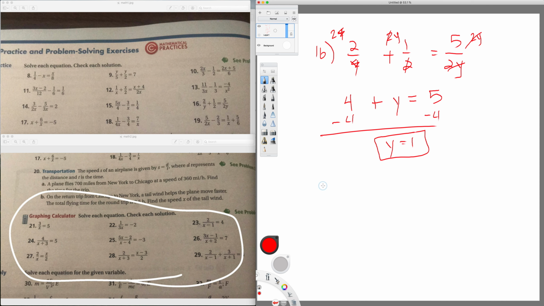So let's move on to 17. Heck, I'll put it on the same one here. Maybe it'll fit. 17, x plus 6 over x equals negative 5. The only denominator I have is an x, so I'm going to go through and multiply everything by an x. And let's erase that.